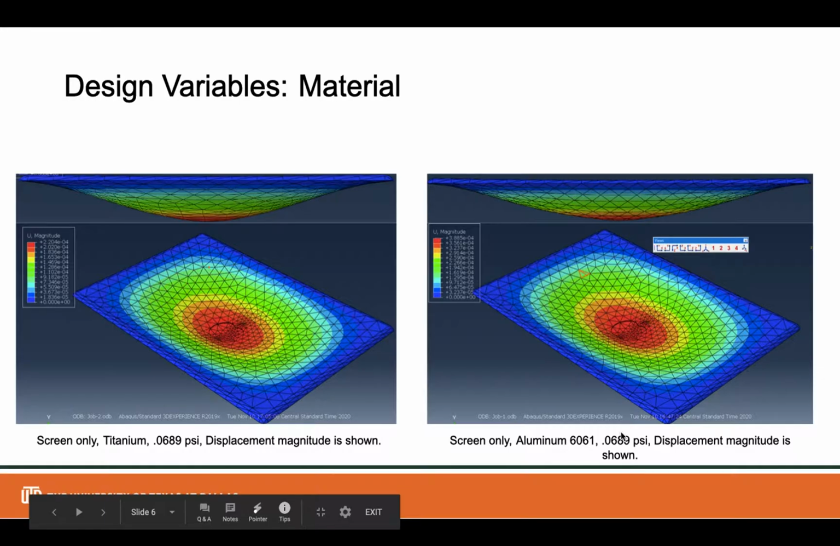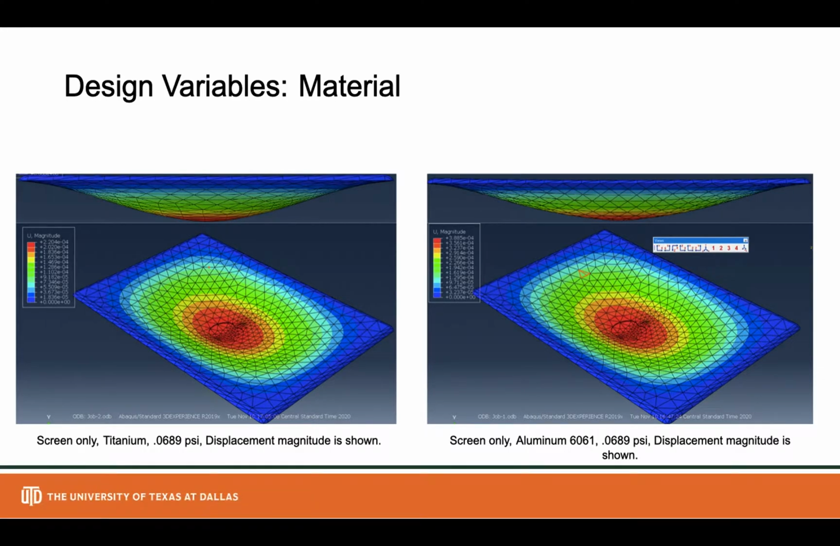2 design variables in terms of materials. We used titanium on the left and aluminum 6061 on the right. The same force of 0.0689 psi was applied to both materials, and the magnitude of the displacement is shown in the contour plot. On the left, for the titanium, the magnitude was 2.204 times 10 to the negative 4th inches, and on the right, it was 3.885 times 10 to the negative 4th inches. Clearly, there's a difference. The aluminum displacement is almost twice as much as the titanium displacement, so the titanium is a stronger material and is resisting the displacement.